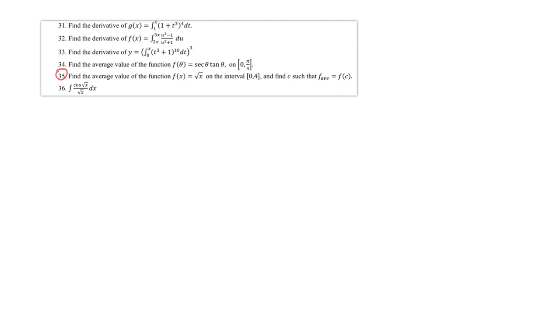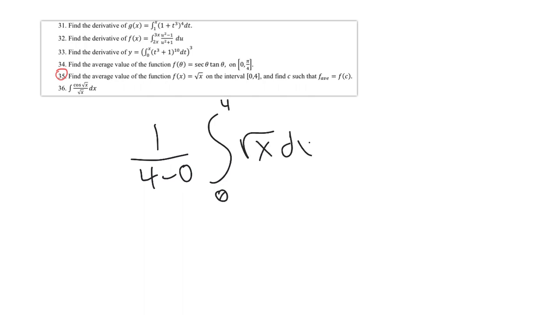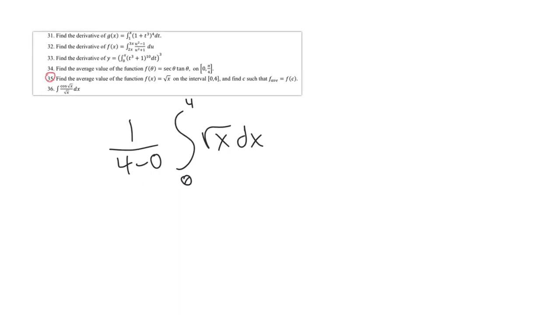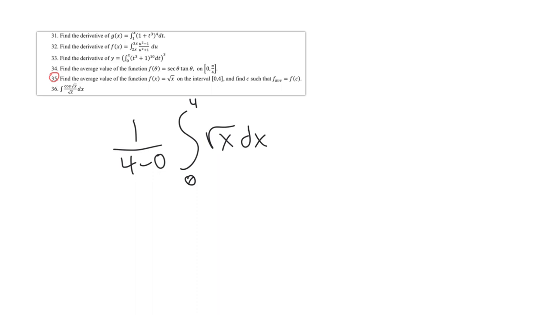So we are going to embark on the exact same journey. Therefore, it's going to be 1 over b minus a. Now, b in this case is 4. So we can say 4 minus 0, that's fine. We're going to have 4, we're going to have 0, we're going to have radical x dx. Now, obviously, that is going to be 1 over 4 times the integral.